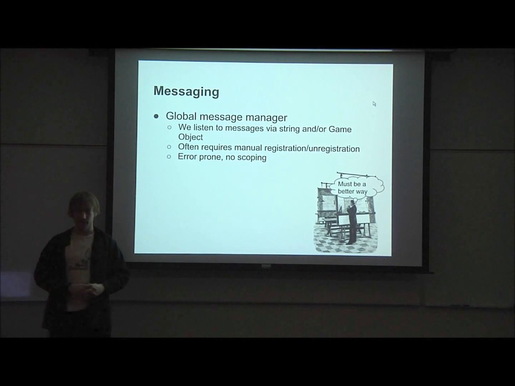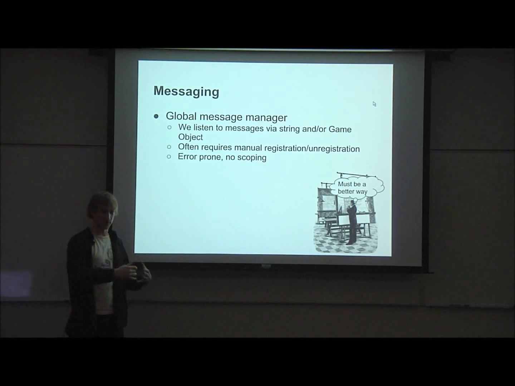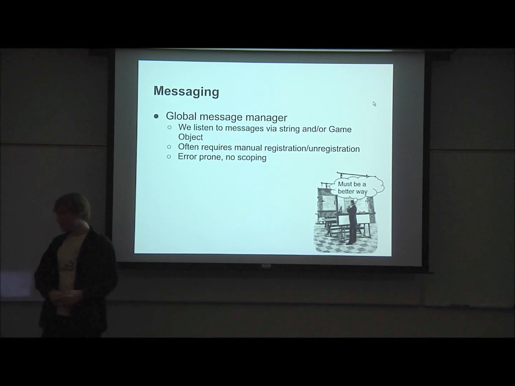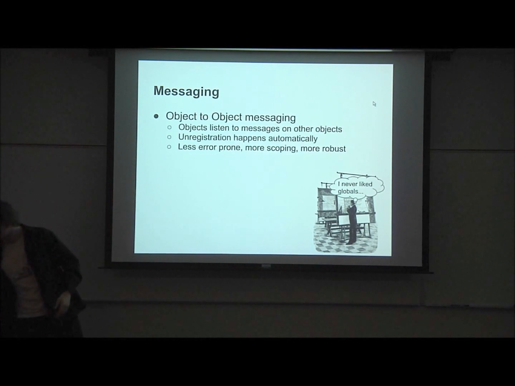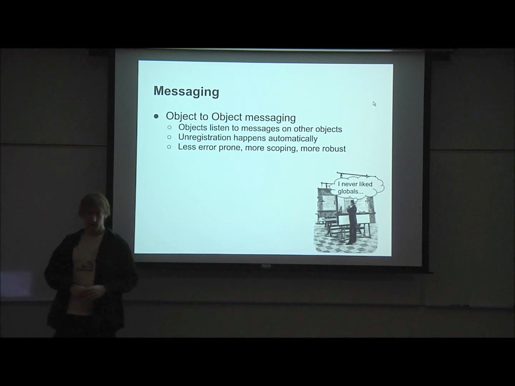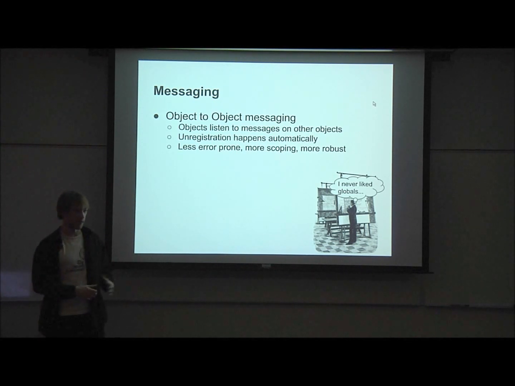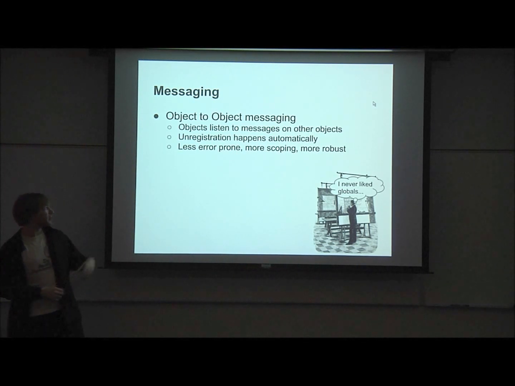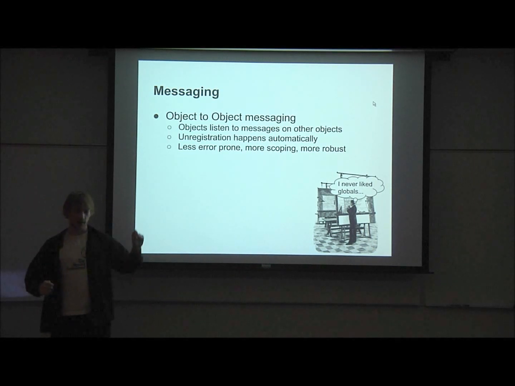This works, but then let's say you want to send a message specifically to a system. Then you have to add another one to send things specifically to systems. With object-to-object messaging, you don't have to add these special cases. It just kind of works. So what will happen here is it's all an object listening to another object.